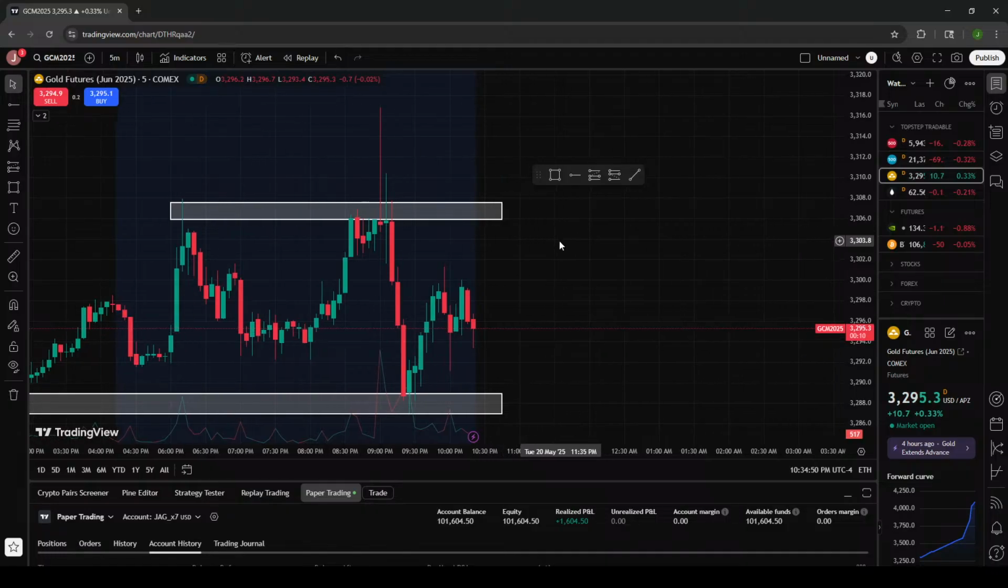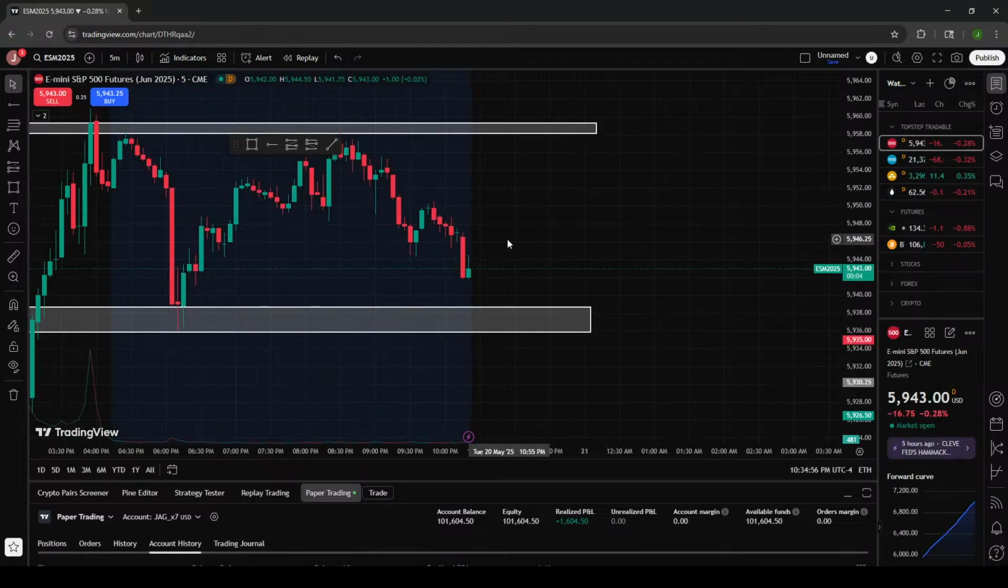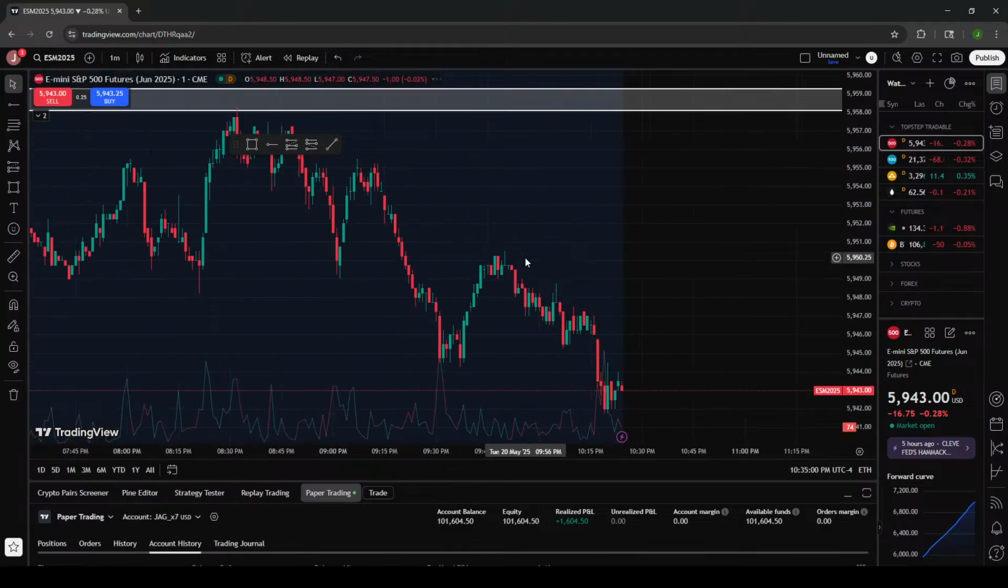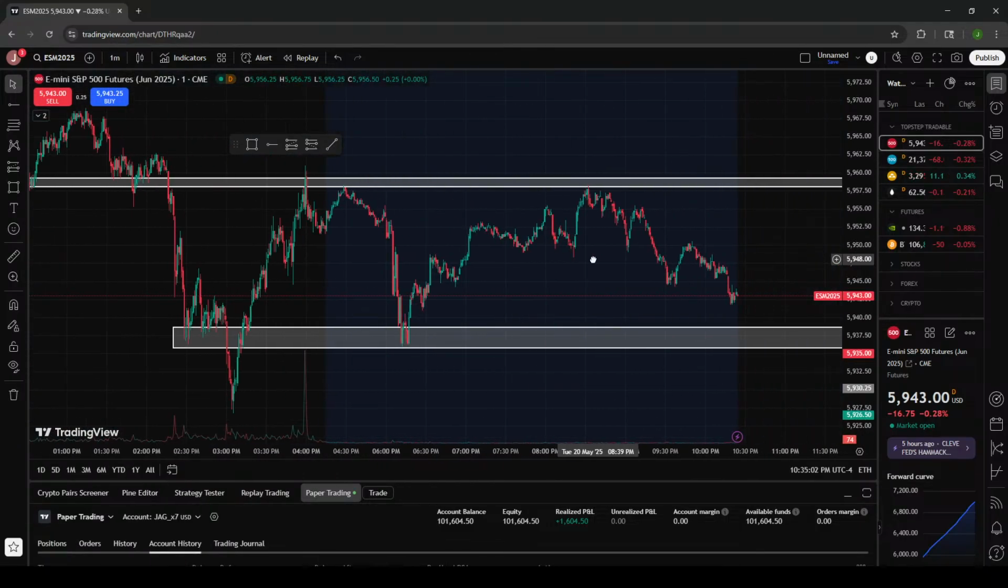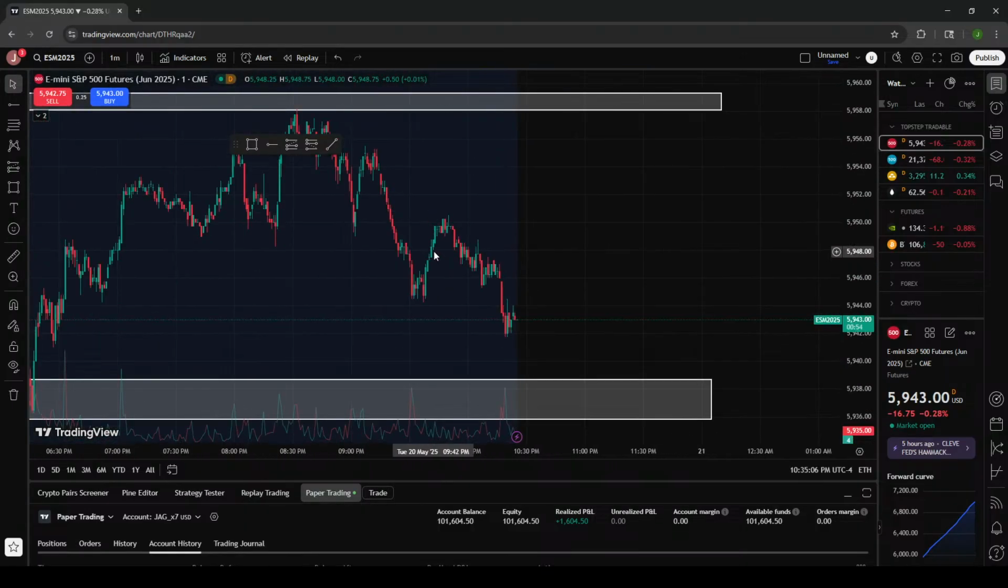So, like I said, we are going to go back to the S&P 500. I'm going to go down in time frame and see what price has been doing between these time frames.